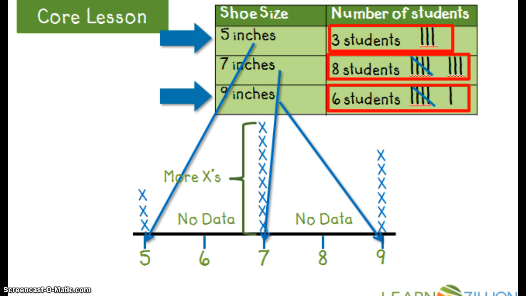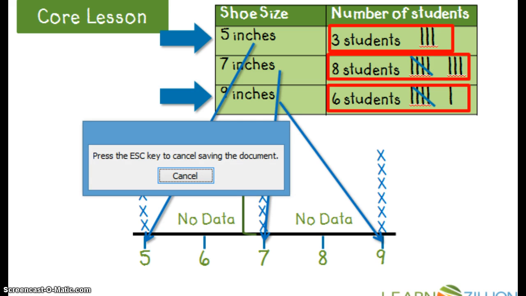What about 8 inches? Do any students have a shoe size of 8 inches? No, no data. I don't put any X's there. And then finally, my last data set was 9 inches. 6 students had a shoe size of 9 inches. So I would put my 6 X's on top of my 9.